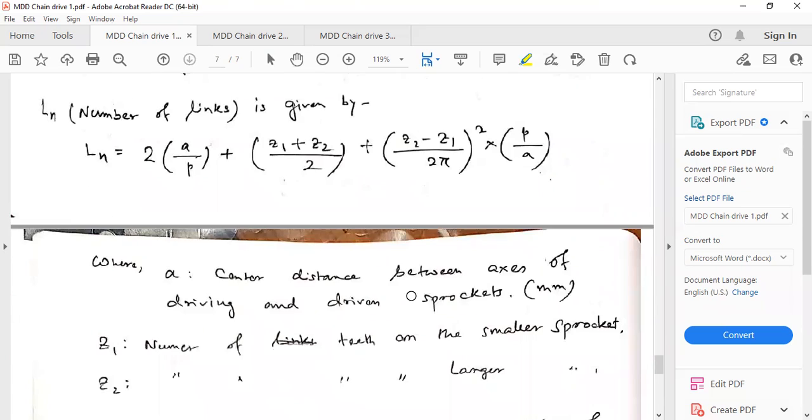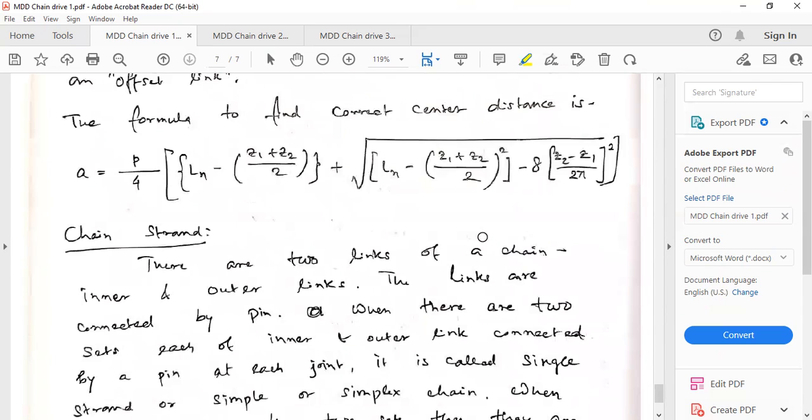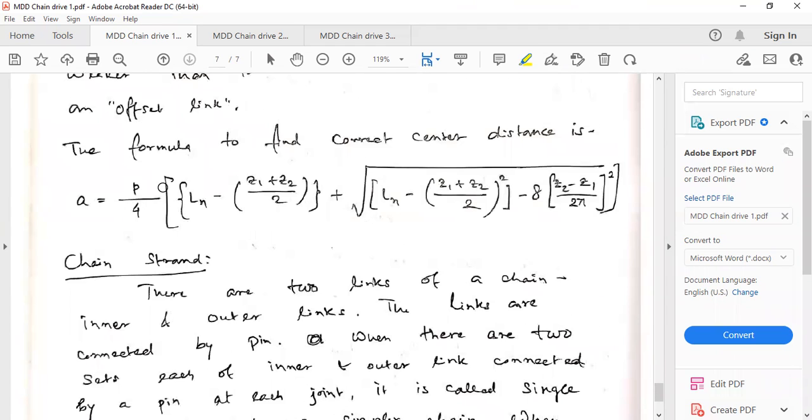Normally you have to decide the center distance, but it will be given in the question itself. Okay? Center distance is given, so based on that center distance, we calculate the number of links. Once you calculate the number of links, you multiply with the pitch to get the total length. There is one more relation to actually calculate the center distance. See, this is a very long relation.